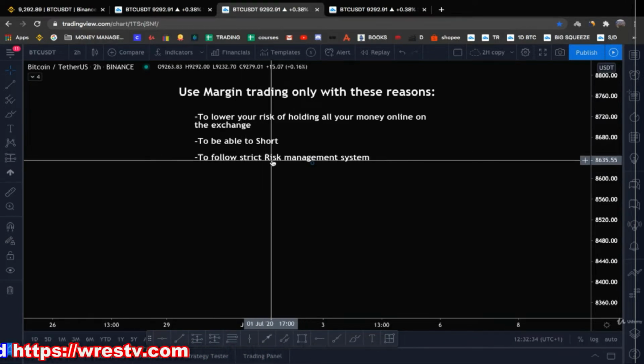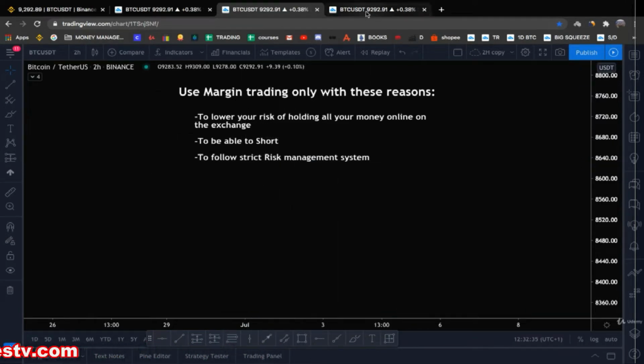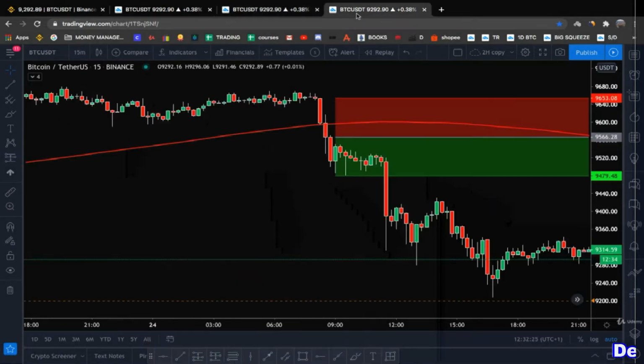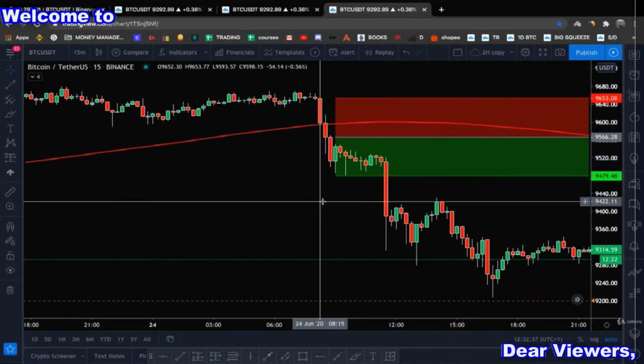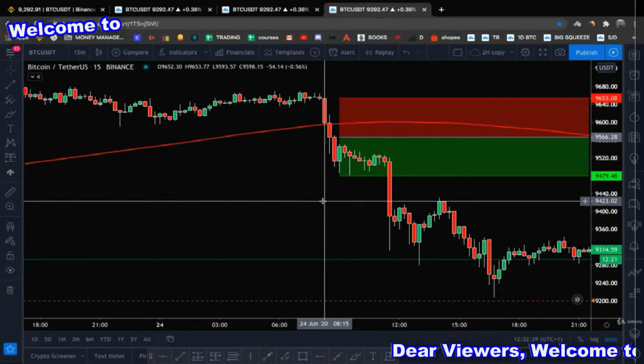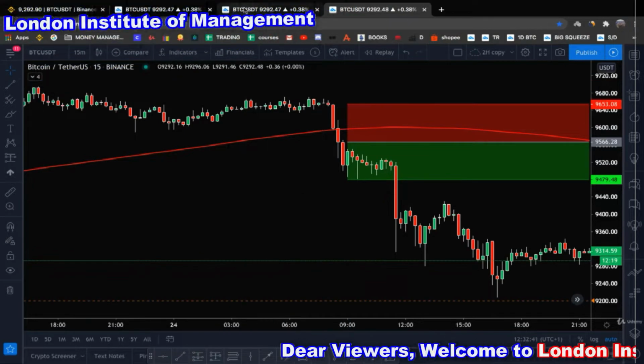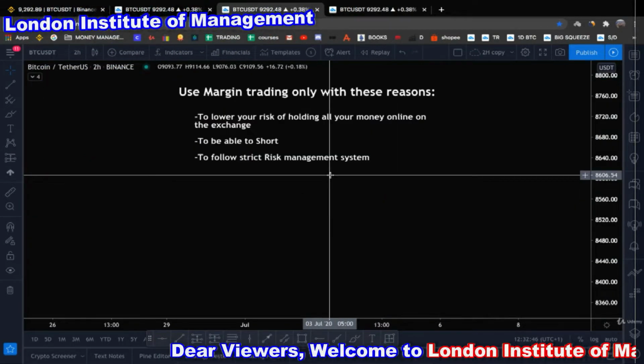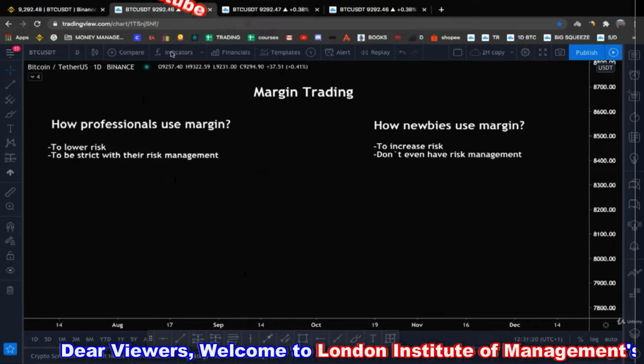And the third reason why you want to use margin trading is risk management, just as I explained before. When you have to enter a position that is bigger than your account size, this is when you want to use margin trading as well, right? So let's summarize now.